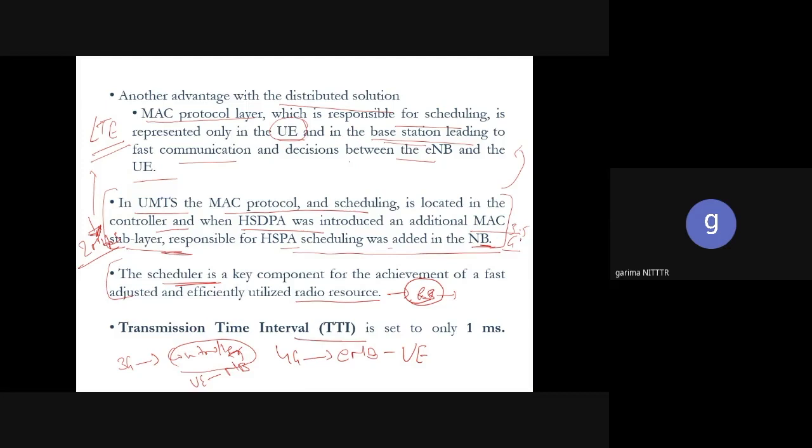Then the term transmission time interval. In 4G, the transmission time interval is fixed to 1 millisecond. Now, what is the transmission time interval? It is basically the time required to transmit one block. So when one resource block is transmitted from one end to another end, the time interval is given the name TTI, which is transmission time interval, and in 4G this is fixed to 1 millisecond.